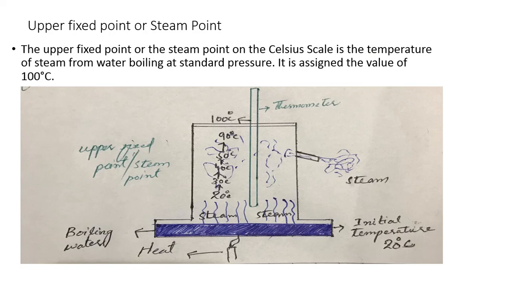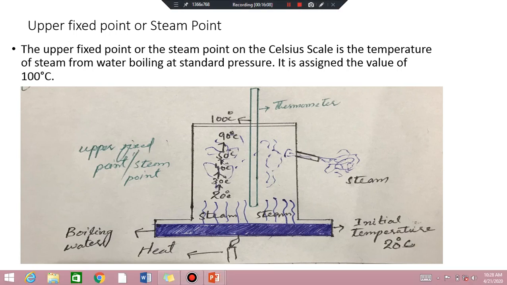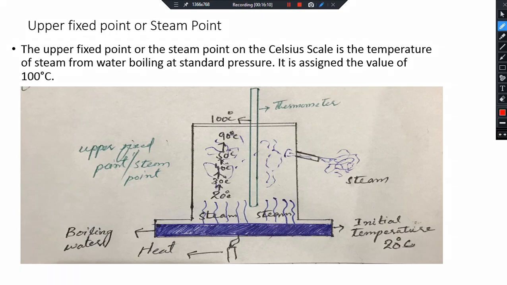It means to say that the upper fixed point, which is also called the steam point, is that point of the temperature at which the water starts boiling and starts converting into steam. It means they are going from liquid form to the gaseous form at standard pressure, the pressure of the air at that area, and it has been assigned the value of 100.